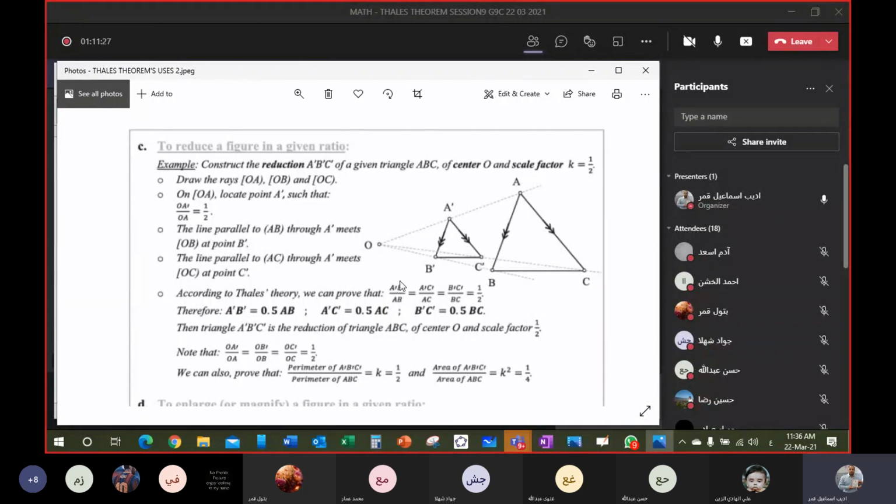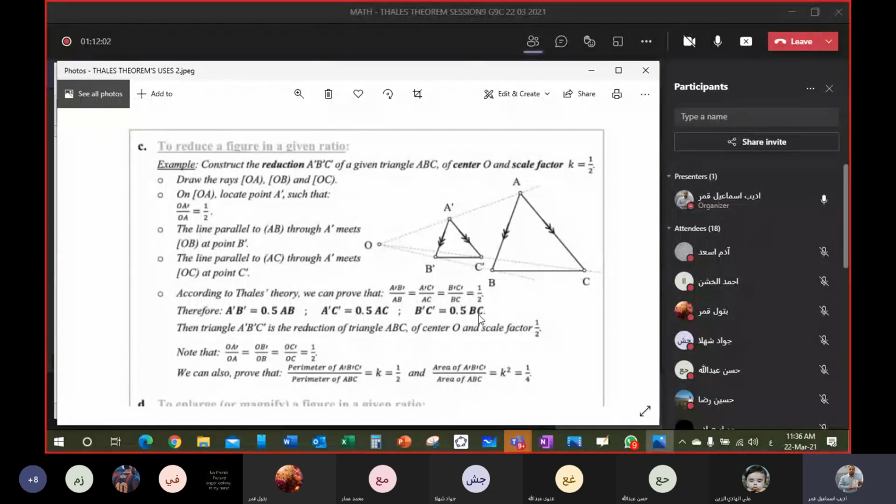If I take the ratio A prime B prime over AB equals 1 over 2, then A prime B prime equals AB over 2, which means 0.5 AB. The same if we take the ratio A prime C prime over AC equals 1 over 2, then A prime C prime is equal to AC over 2, 0.5 AC. The same if we take the third ratio equal to 1 over 2, then B prime C prime equals BC over 2, or 0.5 BC. BC over 2 is the same as saying 0.5 BC.